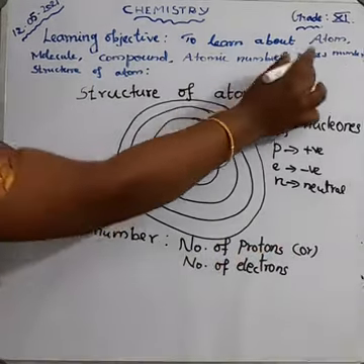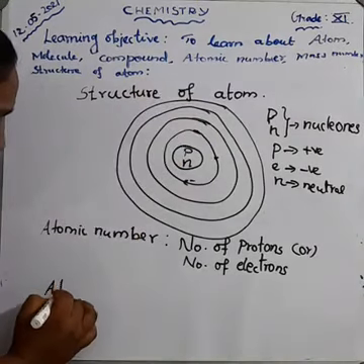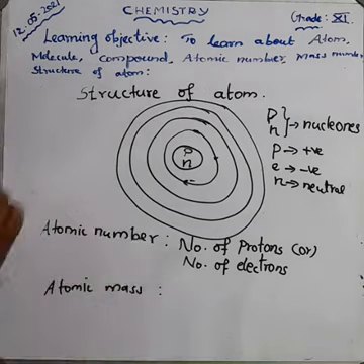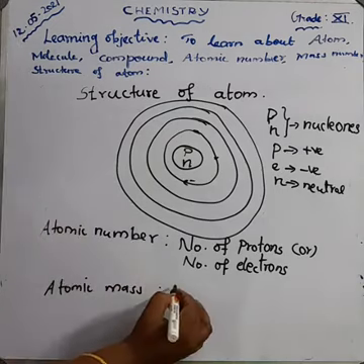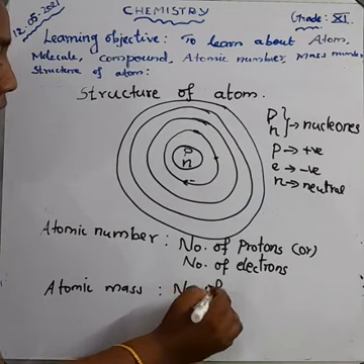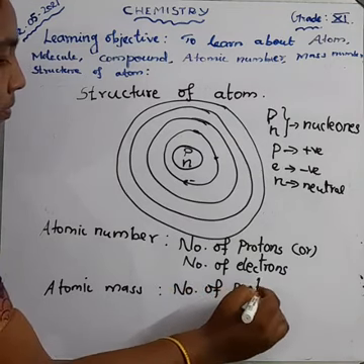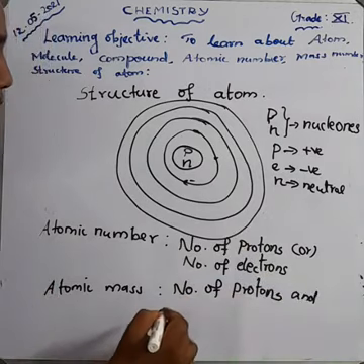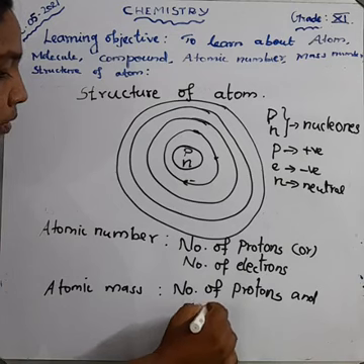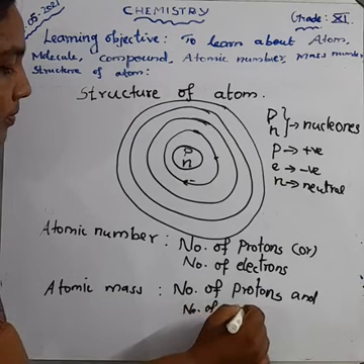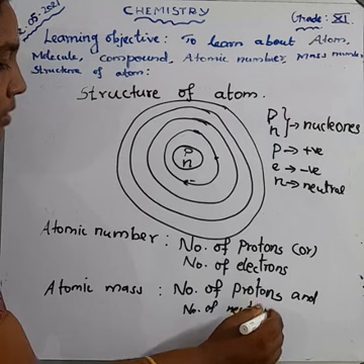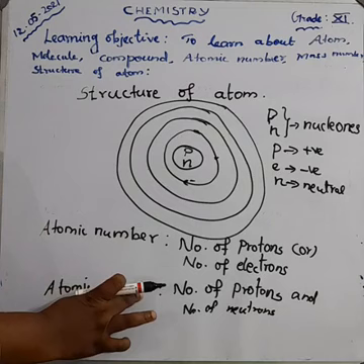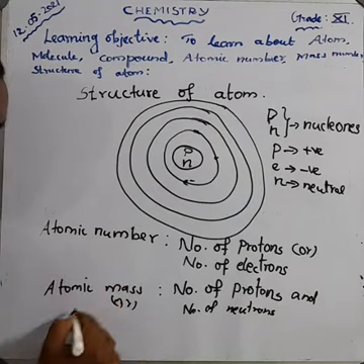And what do you mean by atomic mass or mass number? Atomic mass means the number of protons and the number of neutrons. The number of protons and number of neutrons we call the atomic mass or mass number.